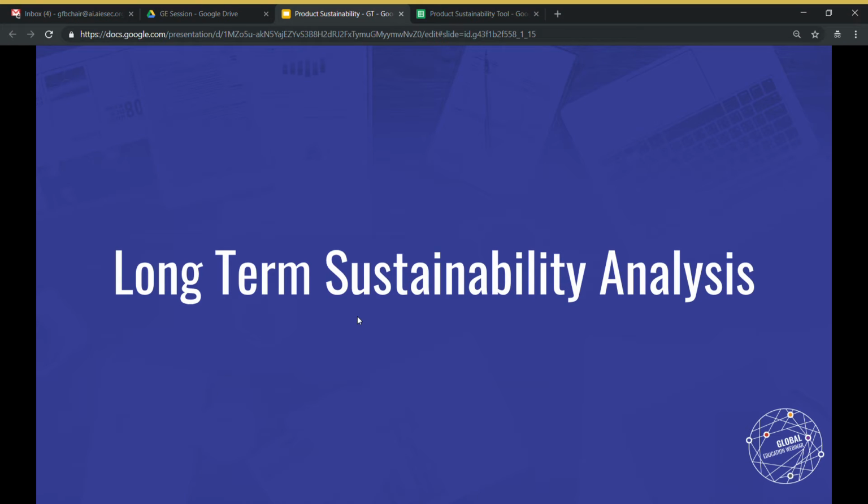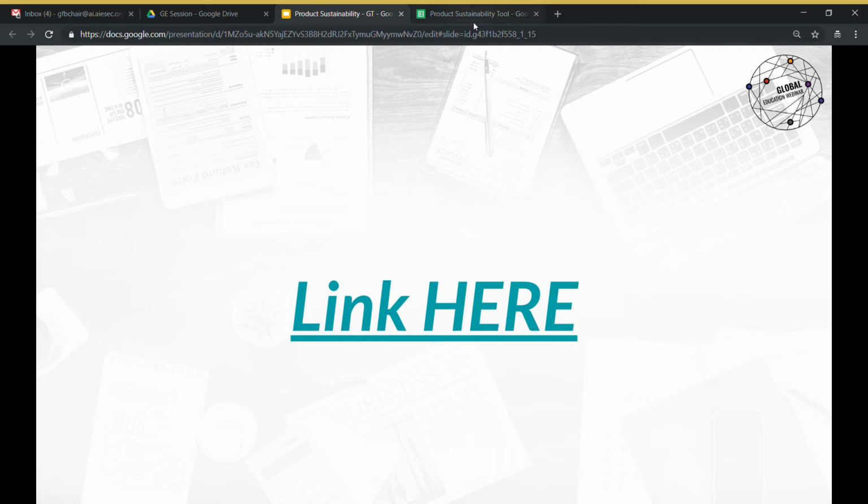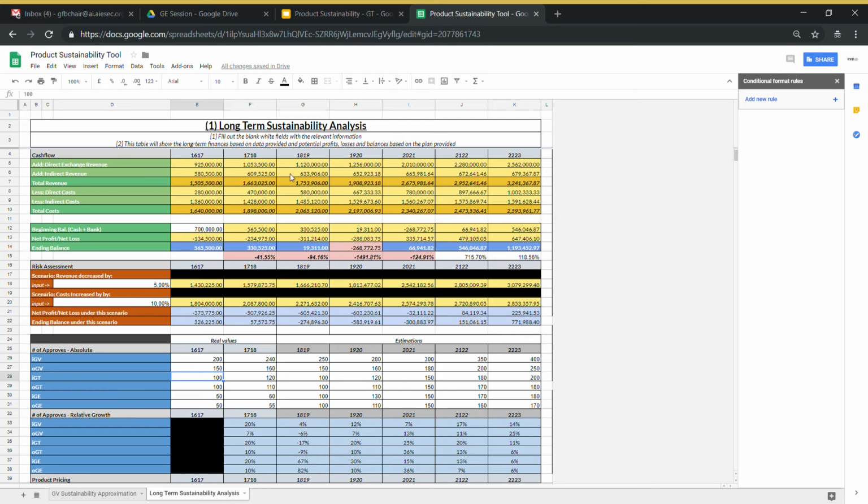Now, let's talk about long-term sustainability analysis. This is a tool for you to check out long-term sustainability. Let's go to the tool itself. In this tool, you can play out how you plan in the long run in terms of cash flow, and thus have an easier overview of what you want to happen in the next few months and next few years.